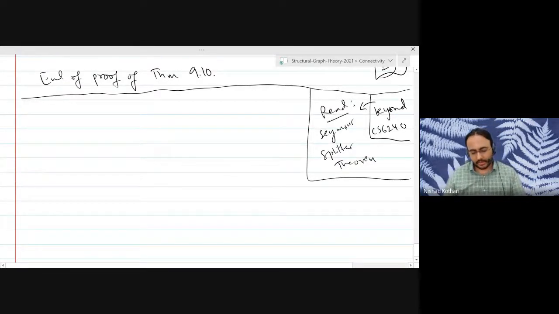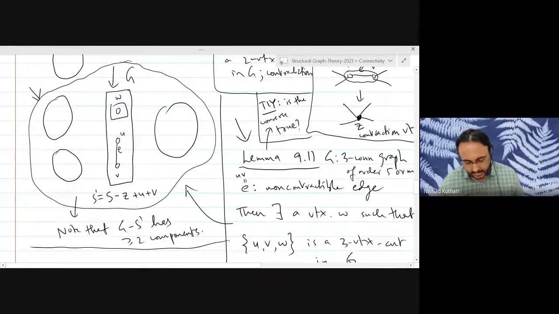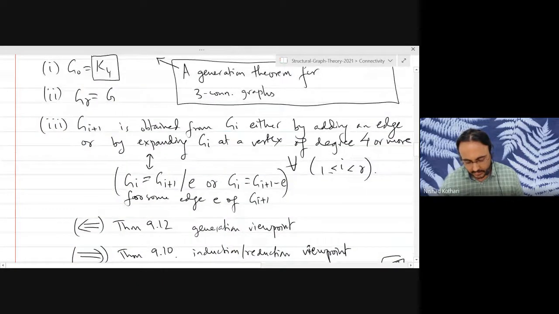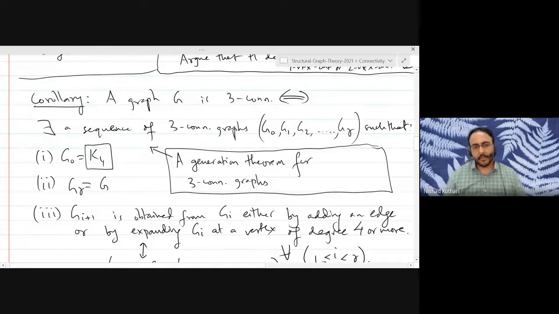Any other questions or concerns? Right, so let's go back to our generation theorem. Is the generation theorem clear to everybody? Do you see why this is called a generation theorem? You can start from K4, keep adding edges, expanding vertices of degree 4 or more, and get your desired 3 connected graph. And then you can go in the reverse direction by deleting and contracting edges.